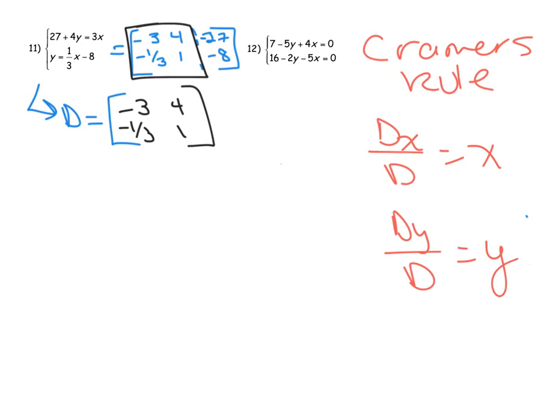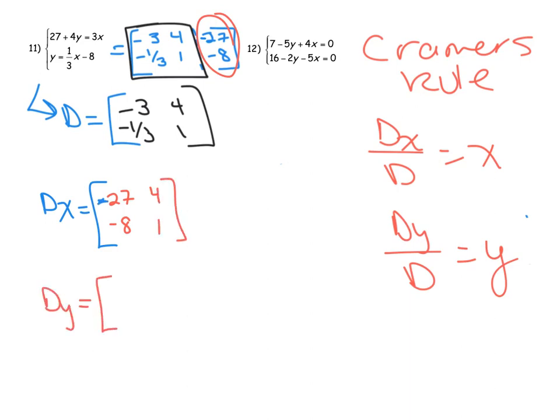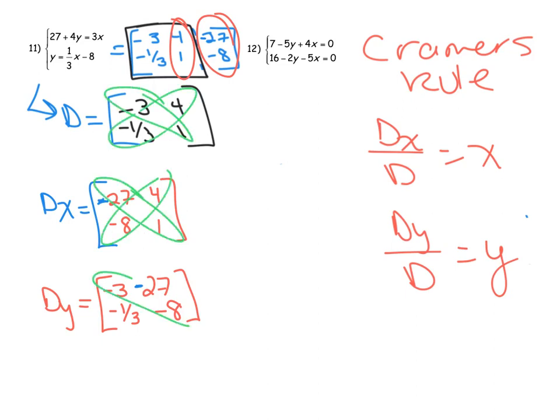Okay, and let's come up with Dx. So Dx, again, replace the x column with what's on the right-hand side of the equal sign. So we'll have 27, negative 8, 4, and 1. And then Dy will solve by replacing the y column by what's on the right-hand side of the equal sign. Okay? All right, and guys, if you want to pause the video here, again, we're just finding determinants. So we're multiplying along the diagonals and subtracting them out. Multiply along the main diagonal and then subtract them out. So pause the video here and let's see if we get the same thing.